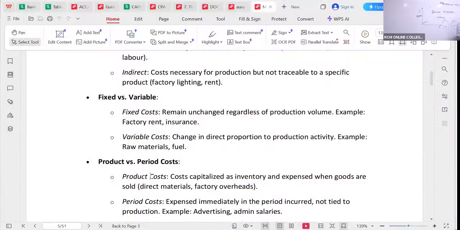This one is quite a tough one. Many students are not able to differentiate between product and period costs. So period costs are never tied to inventories. Periodic costs are never tied to what we produce as a company. They're always tied to time. So periodic costs are time-based.